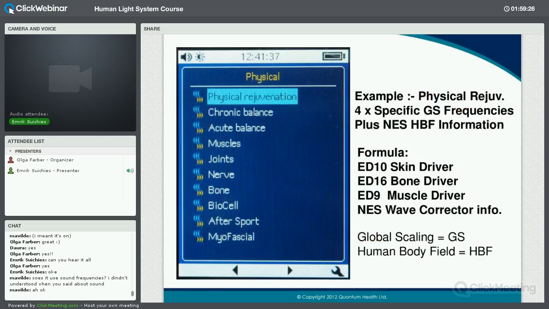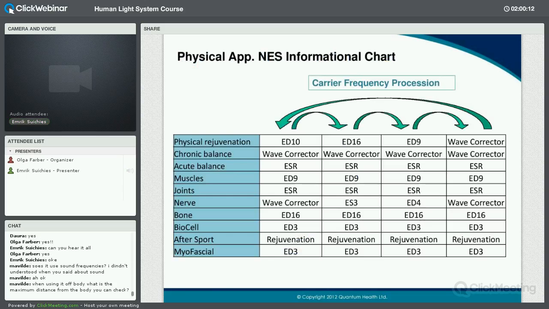And I only want to show you this picture, that when you use physical rejuvenation, it's not only one frequency. It's a frequency which consists of the energy, the information pattern of the skin, of the energy field of the skin. It has the energy field of the bone in it. It has the energy field of the muscle in it. And it has, of course, a NES wave corrector, so that when you bring in the right information, it also restores the wave and it stays in the wave. So there are more frequencies, more information patterns in just one app which you use.